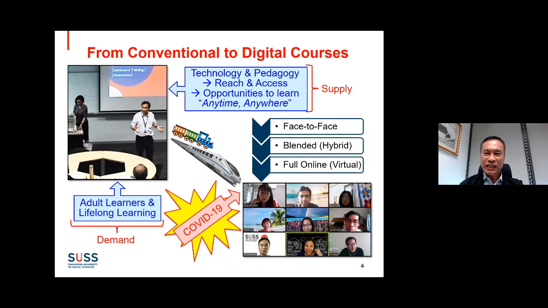And you have noticed in the center of this slide, I've drawn a bullet train. The bullet train is the event of COVID-19. COVID-19 came at the end of 2019, and it has changed the landscape drastically for universities and higher education.